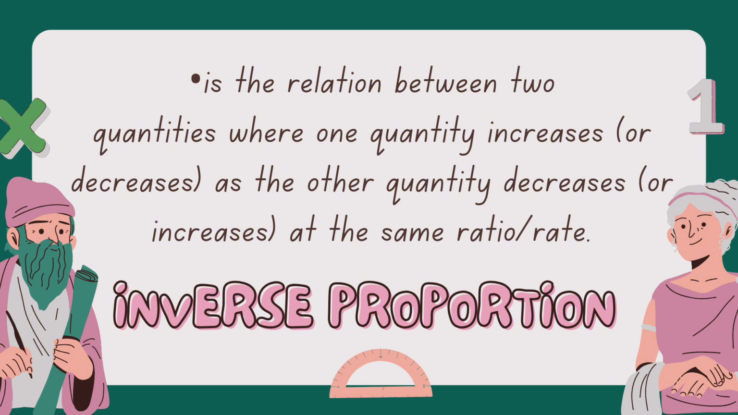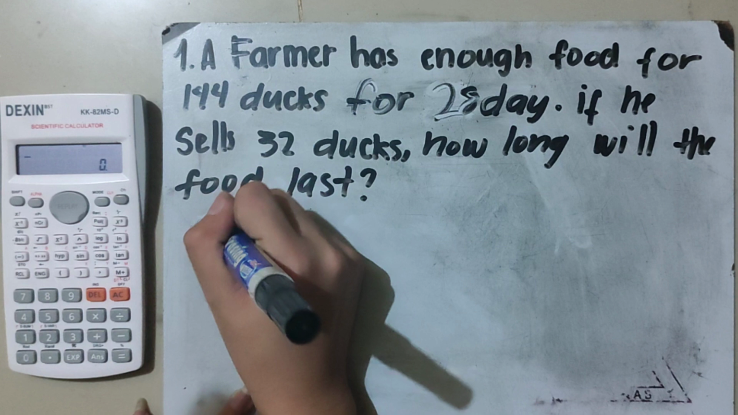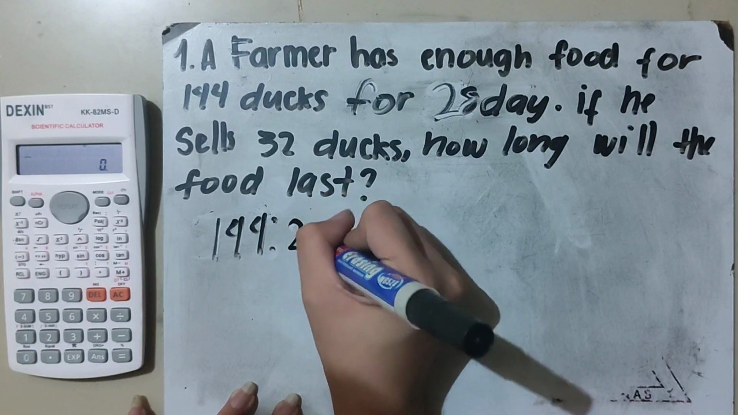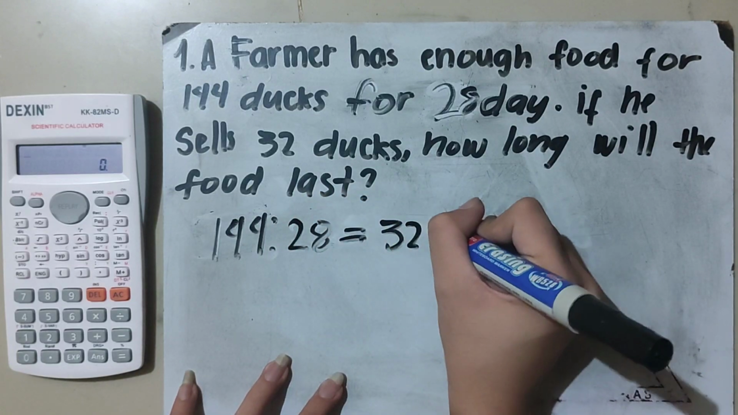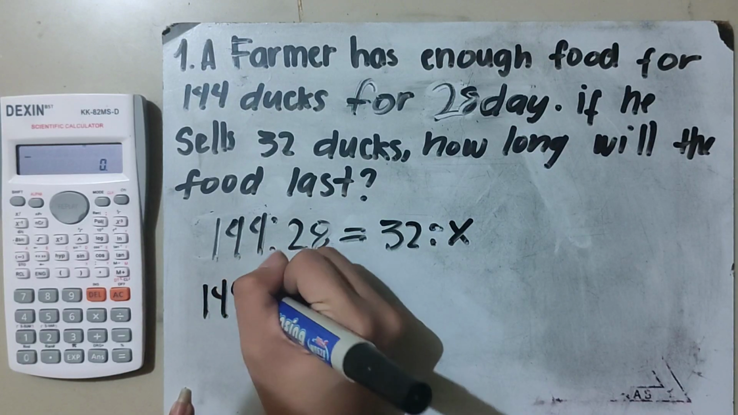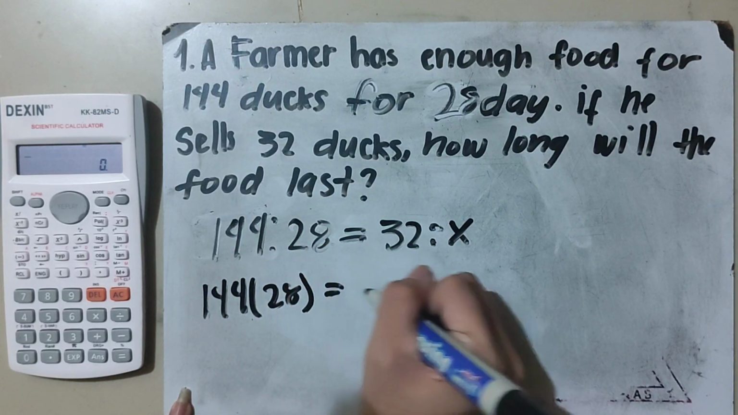So, let's have our first problem. A farmer has enough food for 144 ducks for 28 days. If he sells 32 ducks, how long will the food last? So, first, let's put the given, which is 144 is to 28 equals 32 is to x. In inverse proportion, hindi natin gagamitin yung fractional form. So, bale, kung sino yung magkatabi, sila yung i-multiply. So, 144 multiply kay 28 equals 32 multiply kay x.